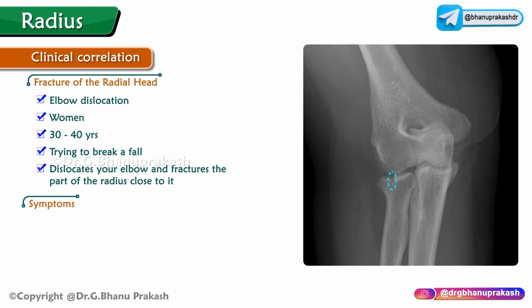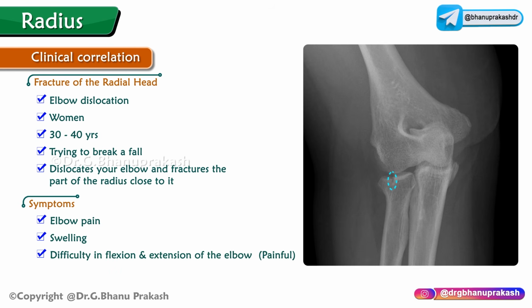A patient with radial head fracture has the following symptoms: elbow pain, swelling at the elbow joint, difficulty in flexion and extension of the elbow, inability to supinate or pronate the forearm.